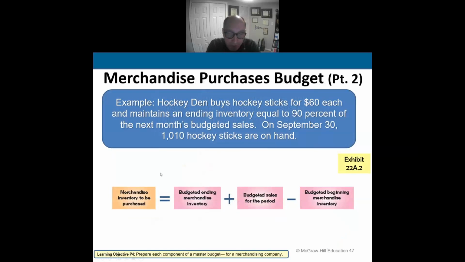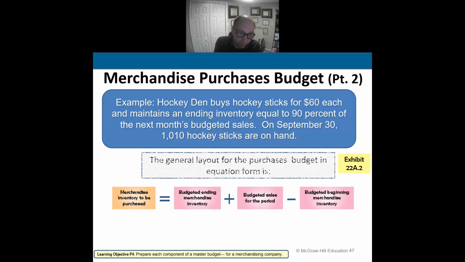Here's an example of a retailer budget. Sorry, it's a little blurry. I didn't realize that until just now. It works very similar. The formula for a merchandise company, again, somebody who just sells the products: they have ending inventory plus budgeted sales for the period minus beginning merchandise inventory. That gives us the amount of inventory we need to purchase. It's very straightforward.